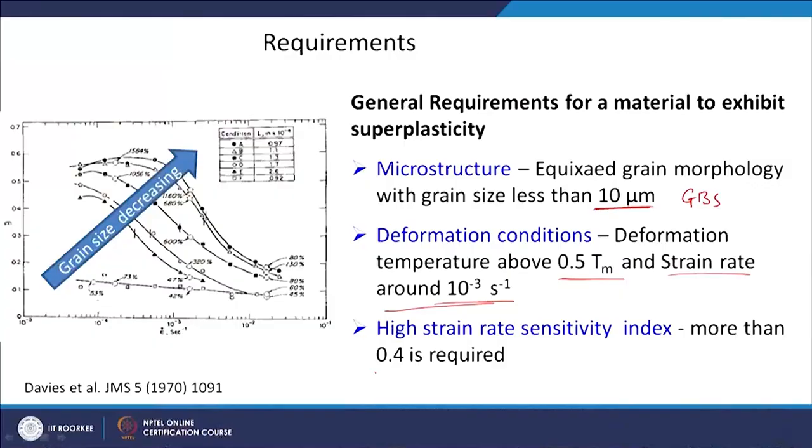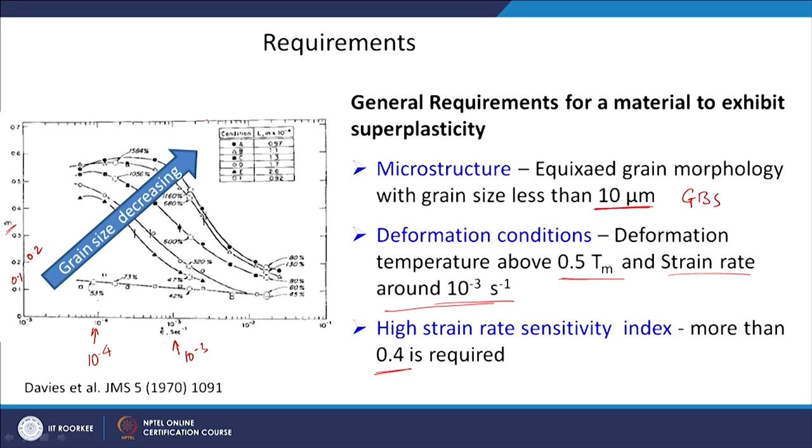And of course the strain rate sensitivity, as already told, should be more than 0.4. And what is the effect of grain size? If you see the grain size, how it affects the strain rate sensitivity m. So these are strain rate values, this is 10 to the power minus 4, this is 10 to the power minus 3, and so on. And the m values are 0.1 here, 0.2 here, and so on. And the grain size is increasing in this direction.